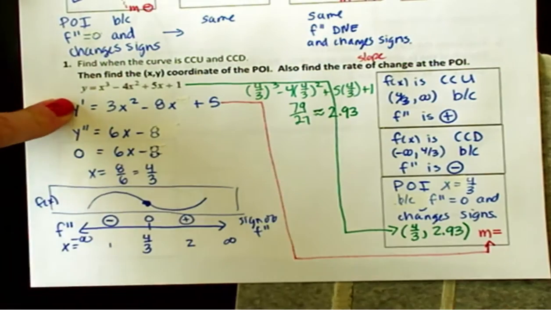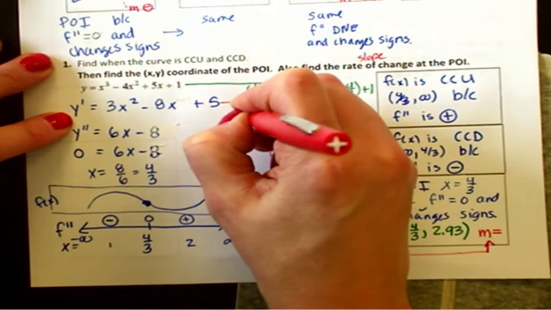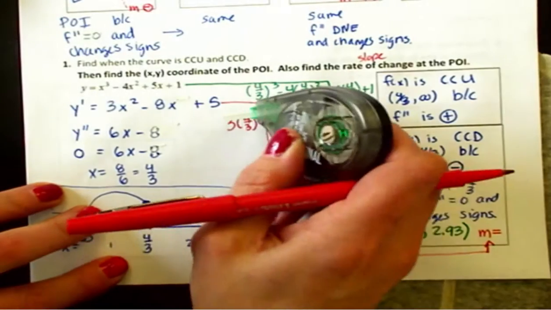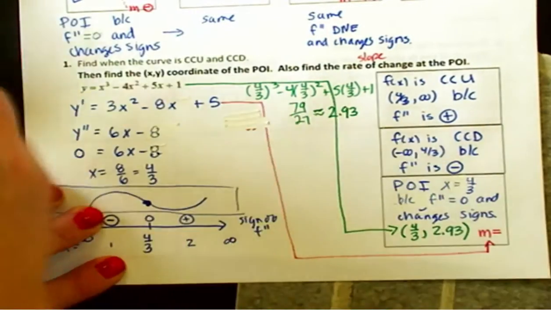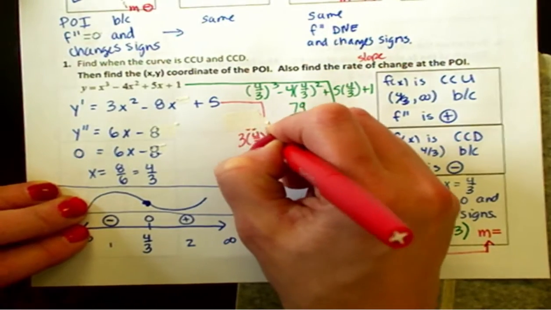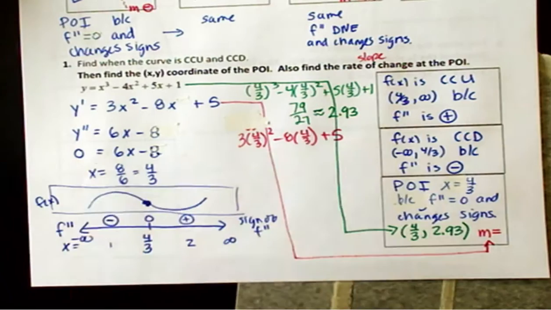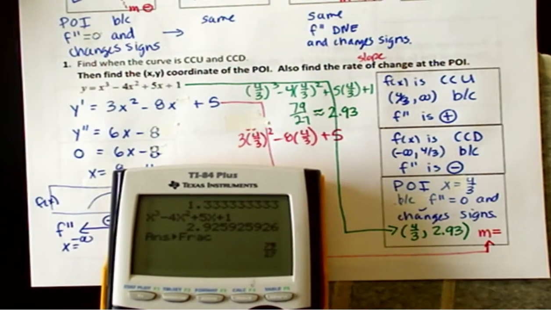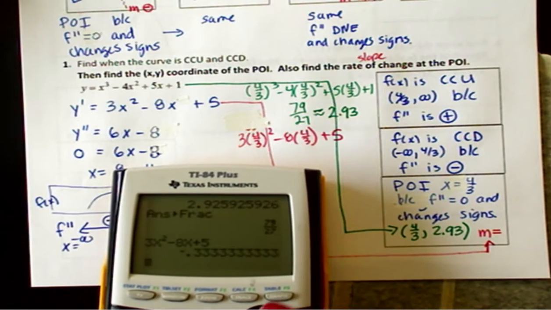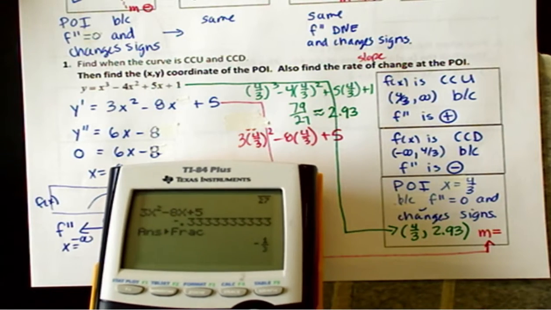What are you plugging in? 4/3. 4/3 is the consistent x coordinate. Okay, so 3 times 4/3 squared minus 8 times 4/3 plus 5. I already have 4/3 stored, so I'm going to type in 3x squared minus 8x plus 5. That is not so bad, so math frac. That's easier to write as minus 1/3.